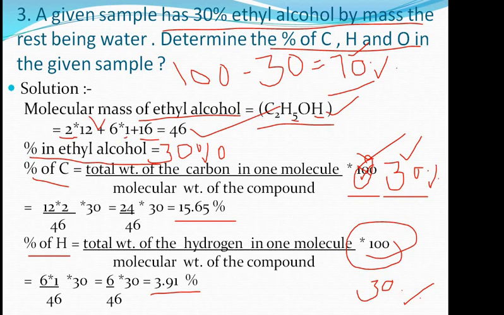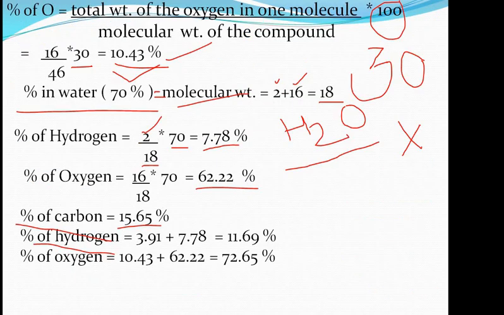He is not asking separately for the ethyl alcohol and for the water. He asked for the total, how much total percentage is present in these cases. So now calculate the total. If you calculate for the ethyl alcohol, it will be 3.91, and for water 7.78%.